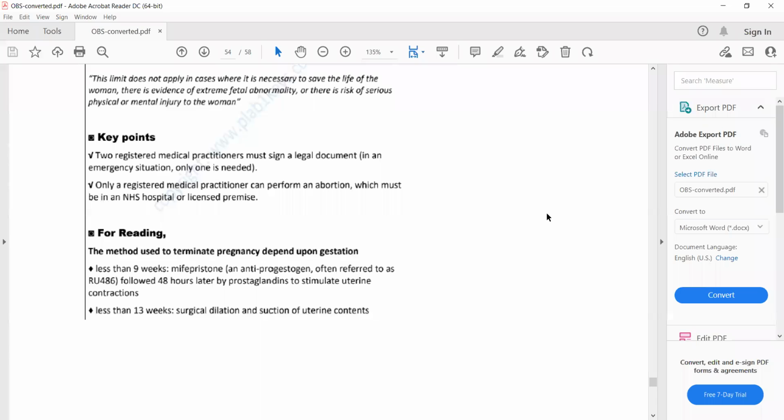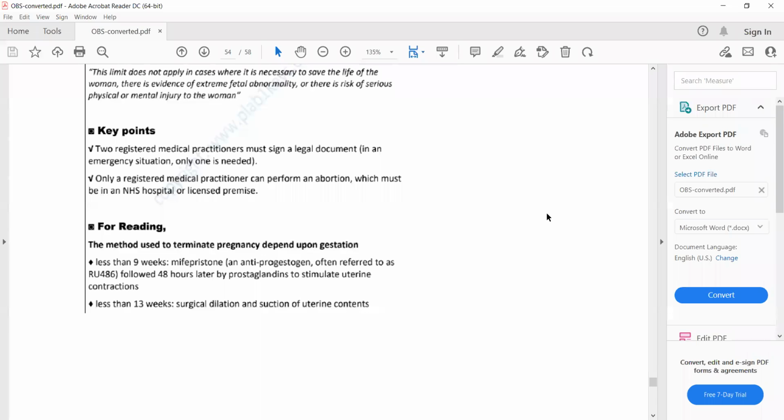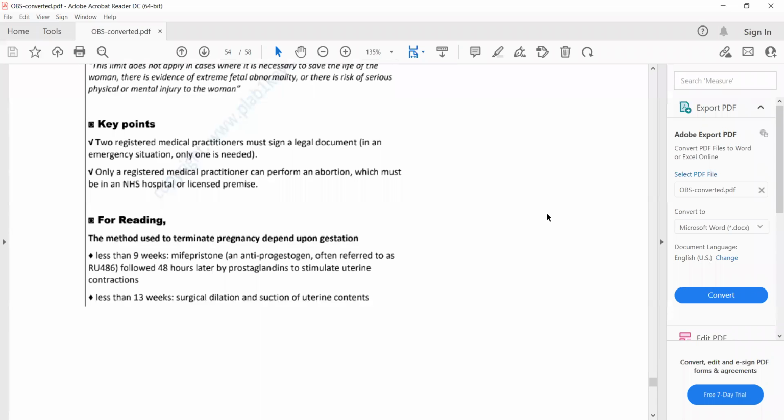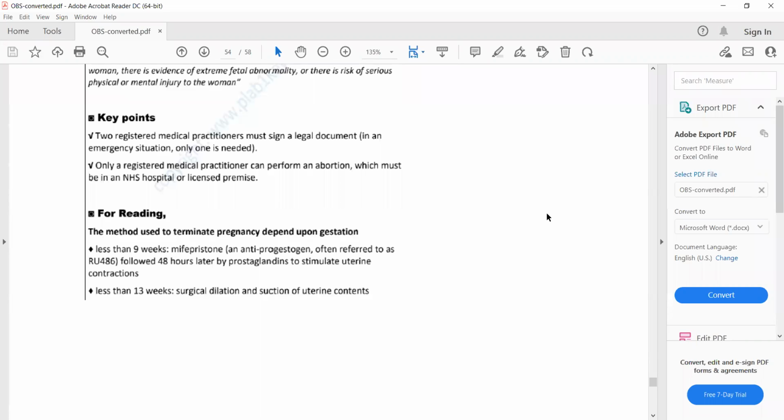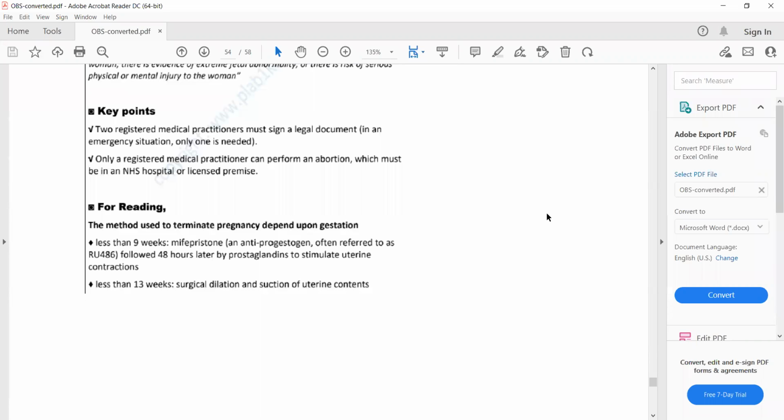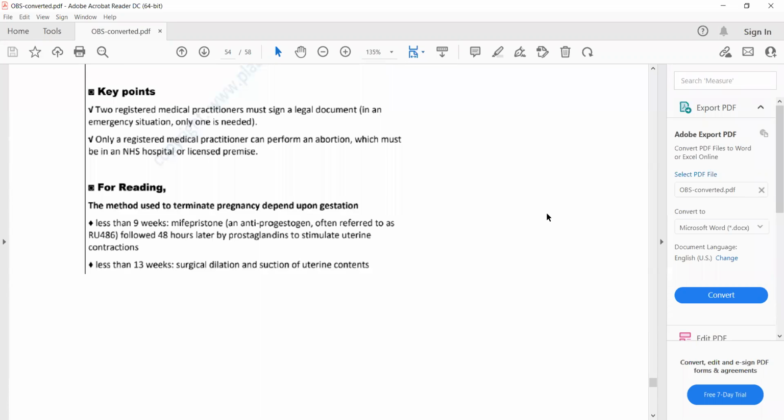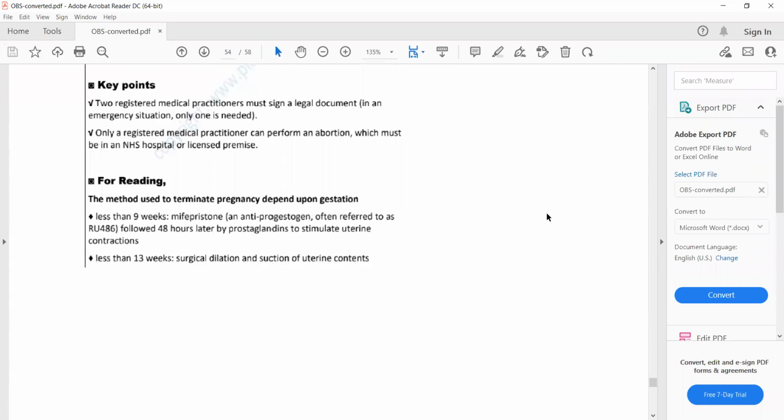Usually, two registered medical practitioners must sign a legal document before terminating a pregnancy, but in an emergency situation, only one document is required, and only a registered medical practitioner can perform the abortion.